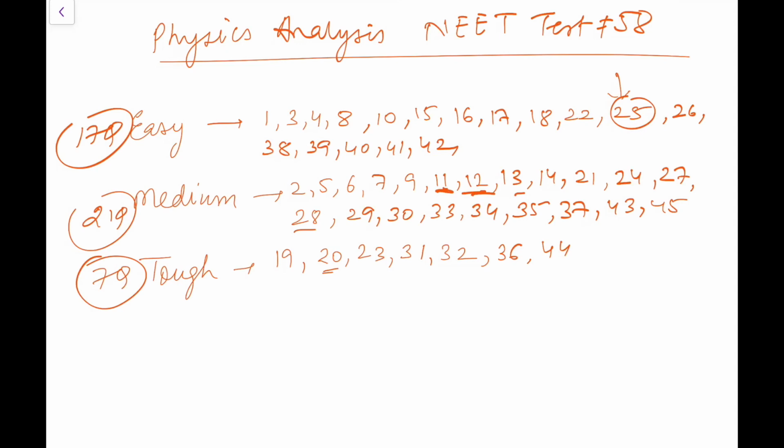21 were medium, 17 were easy, 7 were tough. So in this paper, the scores won't be as high as what you were getting in the last 2 days. If an average student gets even 130 plus, he's doing fine enough, and a score of 155 or 160 plus would be seen as a very good score in this particular paper.